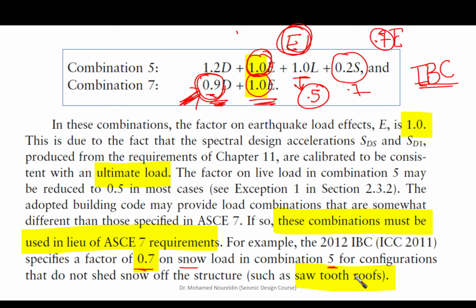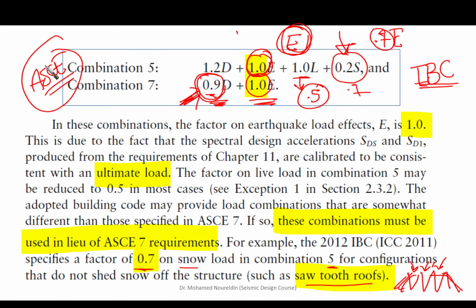For configurations that do not shed snow off of the structure, such as sawtooth roofs. If we have sawtooth roofs, whenever the snow comes, it accumulates and is not shed off the sides of the building, then this factor should be 0.7, not 0.2. This means that IBC supersedes ASCE regarding the combination, so take care of this.